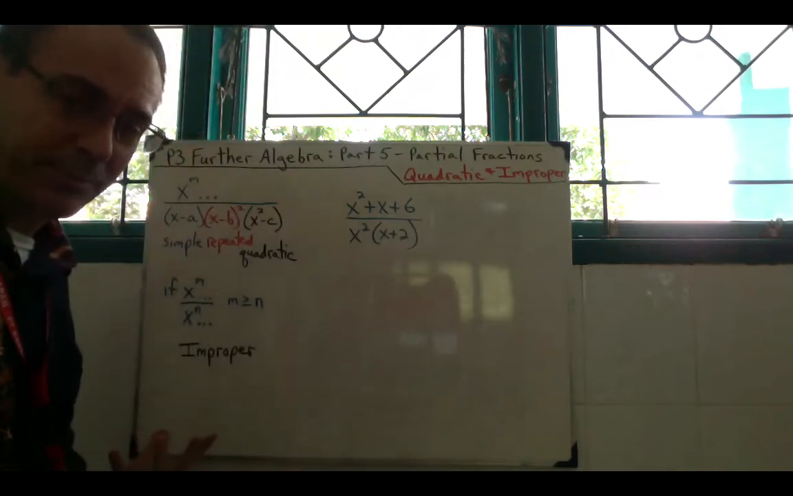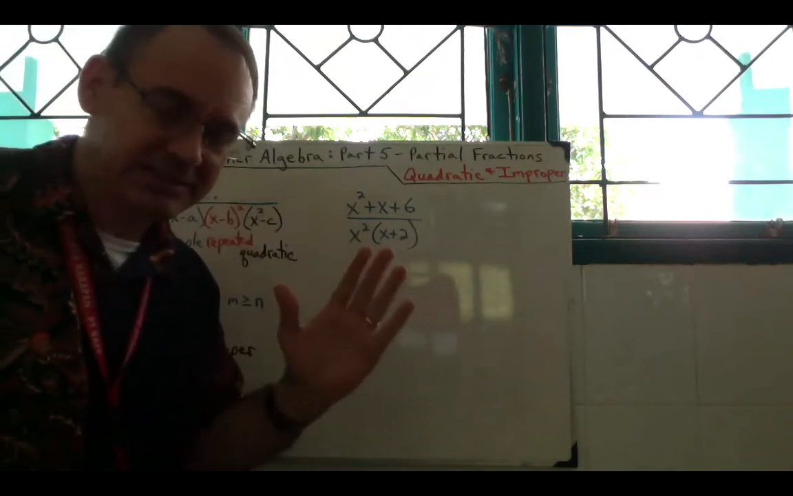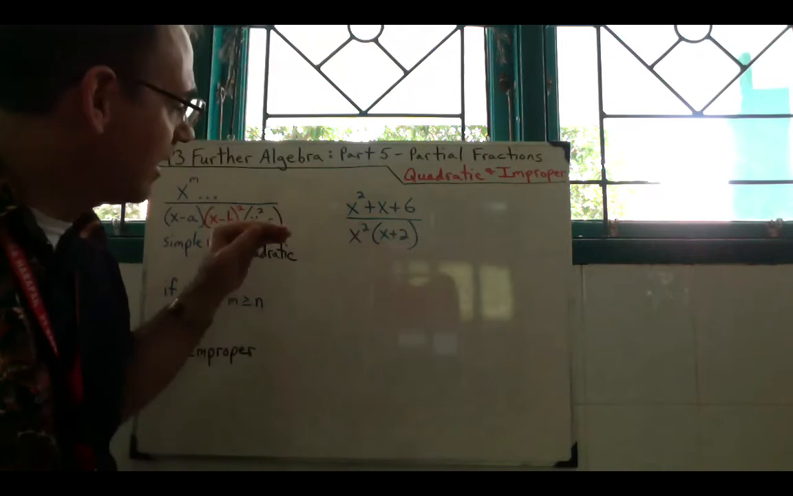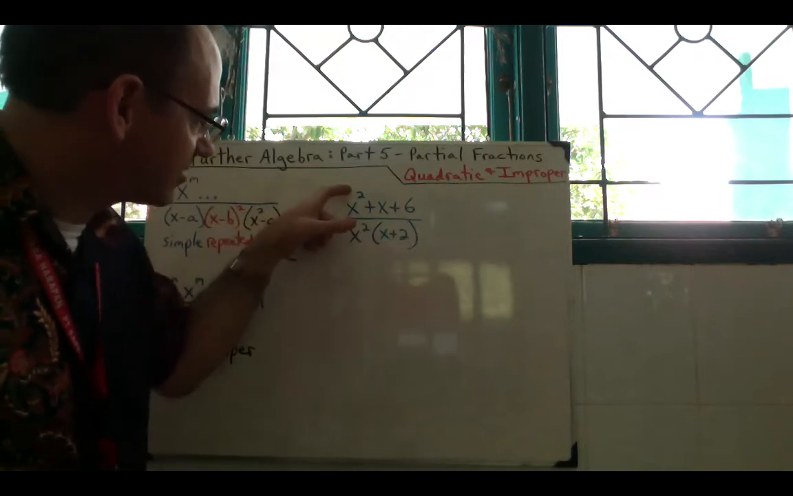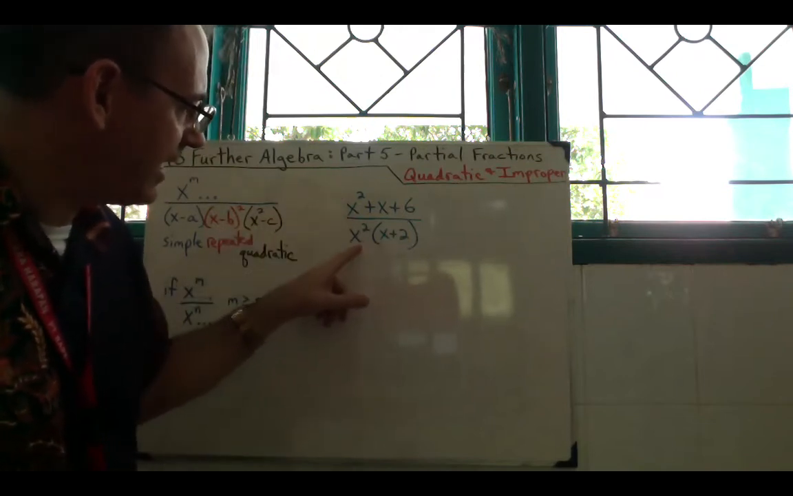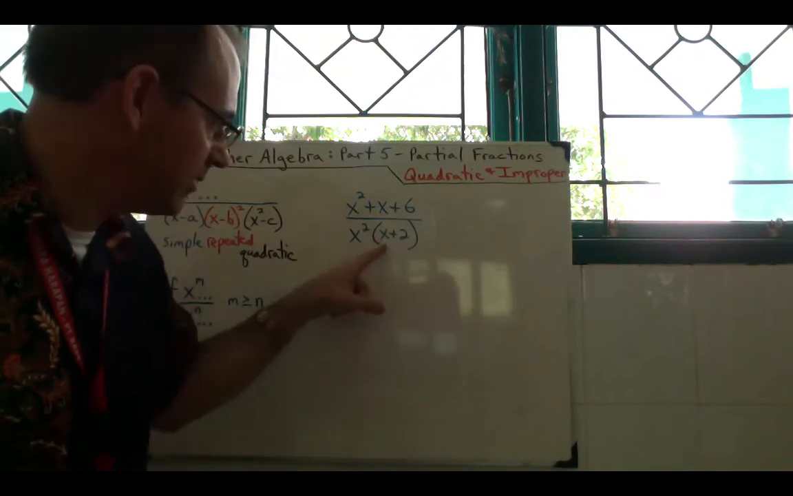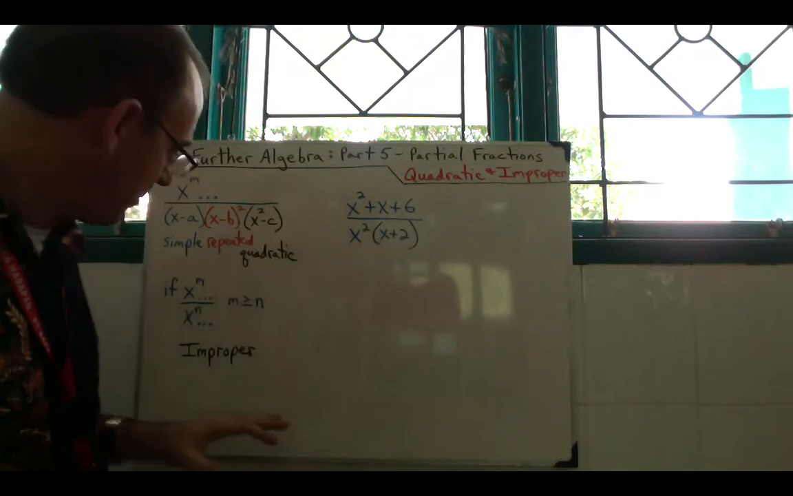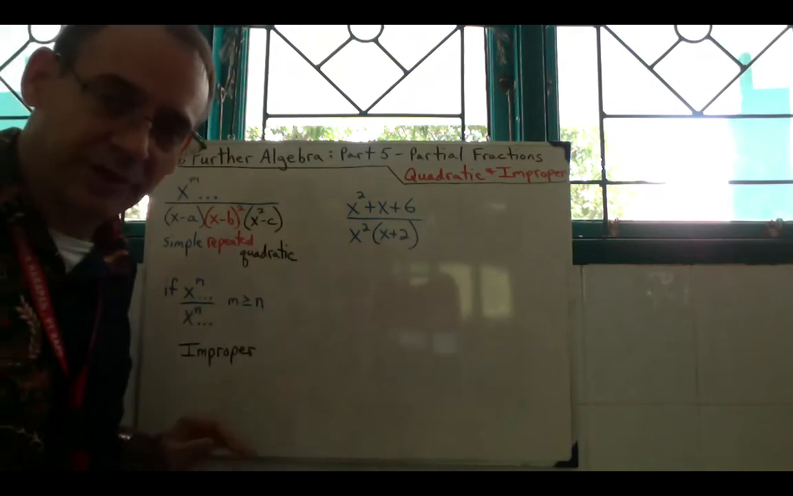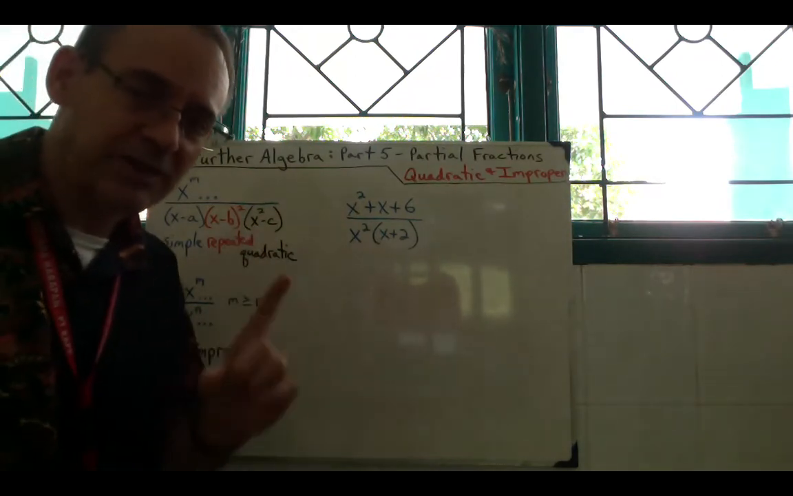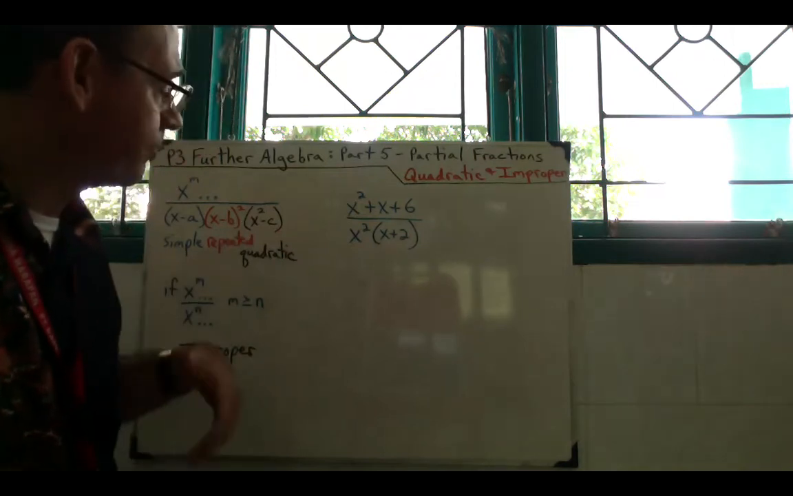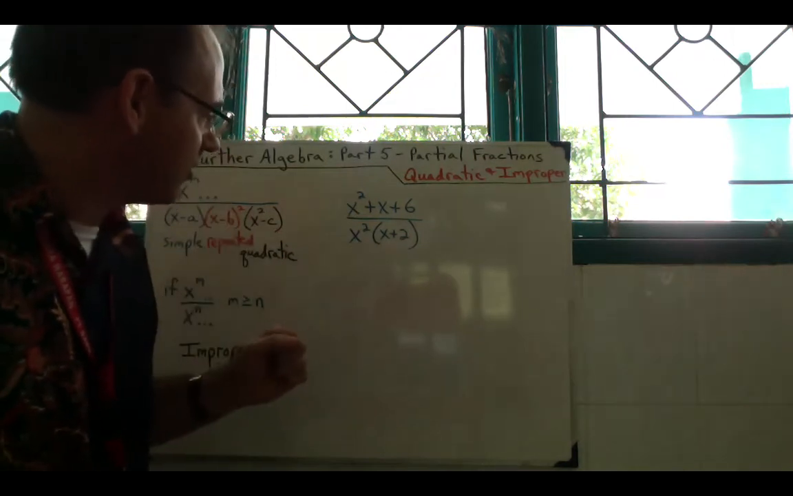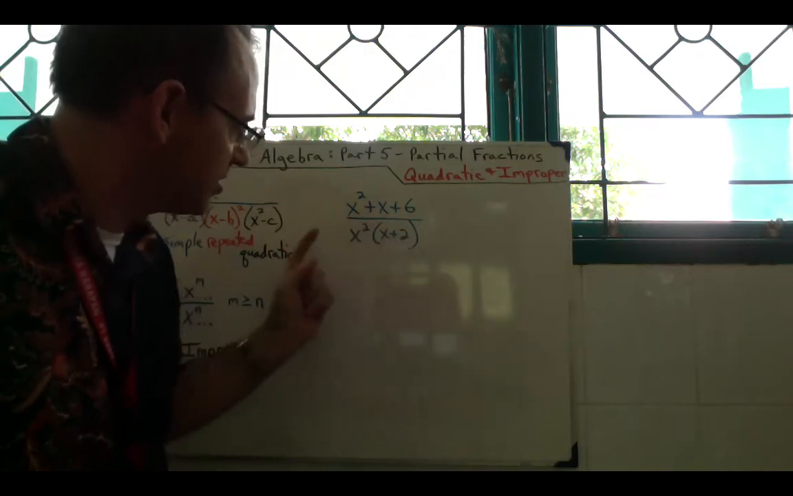is it an improper fraction? Don't forget to ask that question. So on top we have an x squared, on the bottom we have an x cubed. X squared times x is x cubed. The top is less than the denominator, so we don't have to worry about improper fraction, but always ask that question first. Now we want to look at the factors here in the denominator.